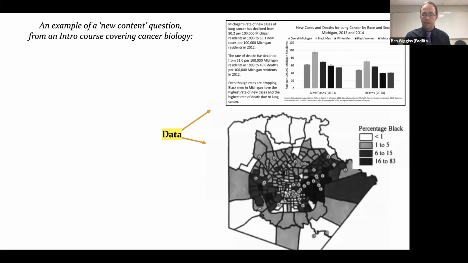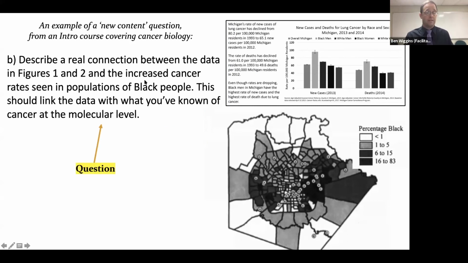First page of the exam was these 2 graphs. They're analyzing cancer rates in people from different states and from different racial backgrounds, and also their proximity to the white dots in the bottom diagram, which is the proximity to Superfund pollutant sites. And what we told them is describe a real connection between the data in these figures and the increased cancer rates seen in populations of Black people. So this should link the data that they're seeing here for the first time with what they know about cancer at the molecular level.